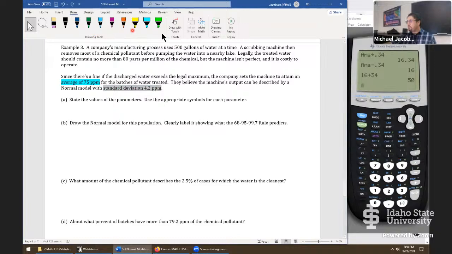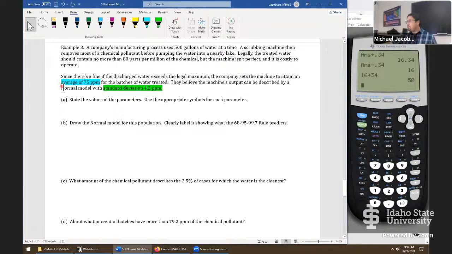Oh, I have this weird highlighter tool going on. I'm not sure how to go back. Okay, there we go. Standard deviation of 4.2 parts per million. So we've got it, folks. That's the read of the whole description of the problem.